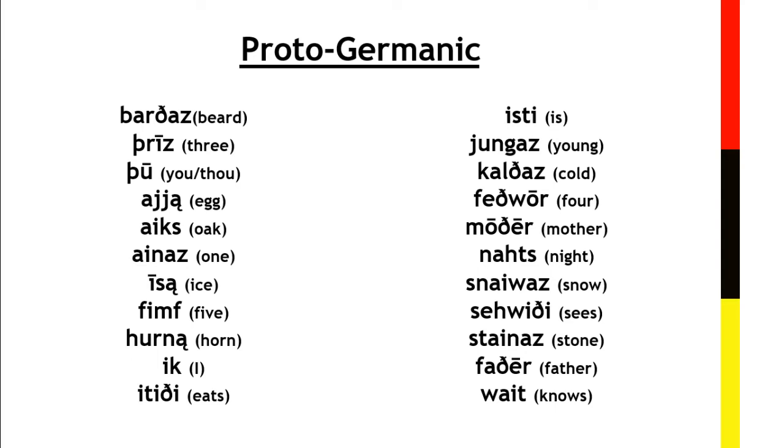Bardos, Threes, Thu, Ayan, Eichs, Einos, Isa, Fimf, Hurna, Eich, Itidi, Isti, Jungos, Kolvos, Fedwór, Móðir, Nachts, Snævos, Sechwidi, Steinos, Faðir, White.